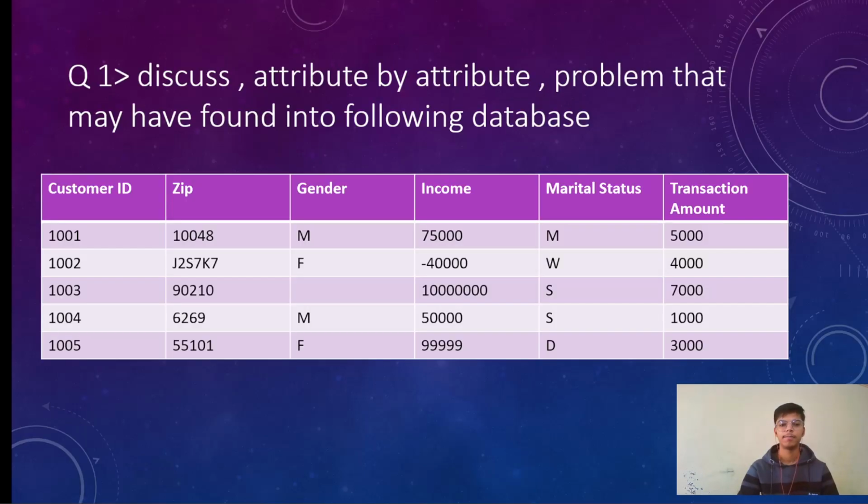So our first question is to discuss the attribute by attribute problems that may be found in the following data set. So we have provided a data set which has the columns customer ID, zip, gender, income, marital status, and amount. You can see that we have a lot of irregularity in the entries. So we will see the problems attribute by attribute.